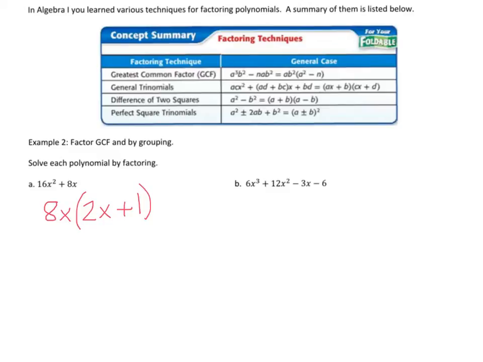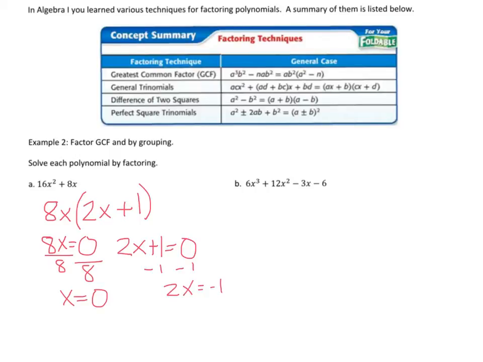And since this asks us to solve this using factoring, we'll now take our factors, which is 8x and 2x plus 1, and set those equal to 0 and solve for x in both cases. So on the first one, I'll get x is equal to 0. And then on the second one, I'm going to end up getting x is equal to -1/2. And those are my final answers.